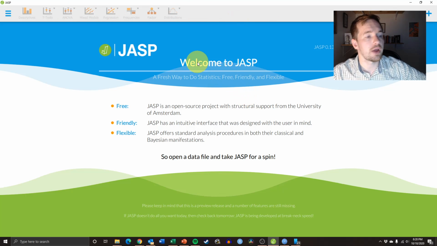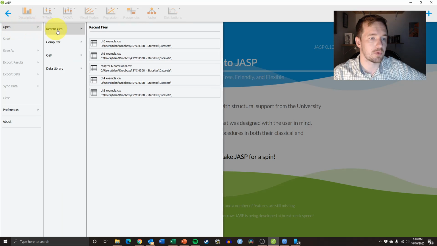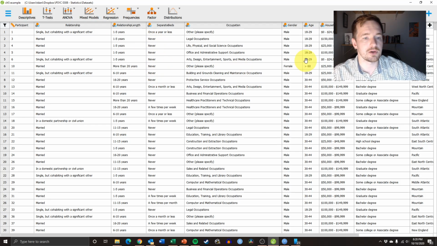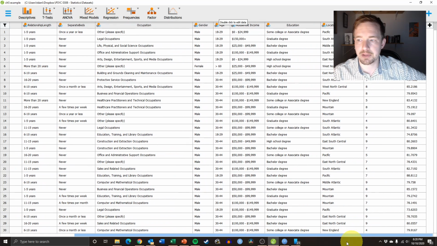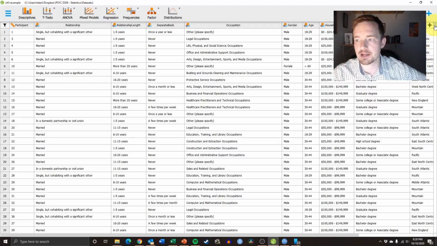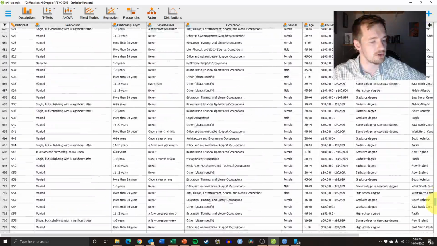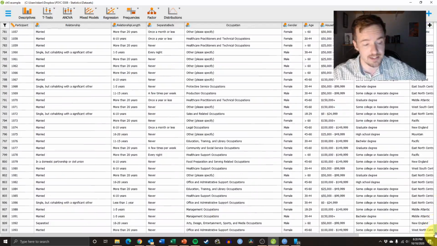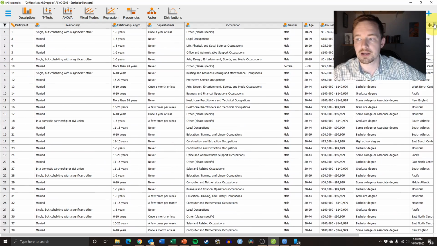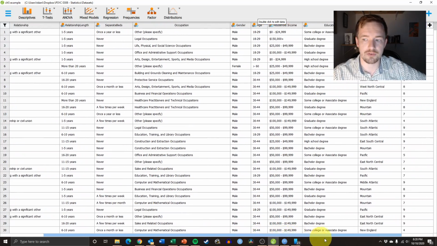Cool. Okay, so in order to do anything in JASP, you always have to have a worksheet open or your data open. So I'm just going to open up a random worksheet. This is a data set that I was playing around with earlier. It has 810 cases, so lots and lots of data spread over several columns.